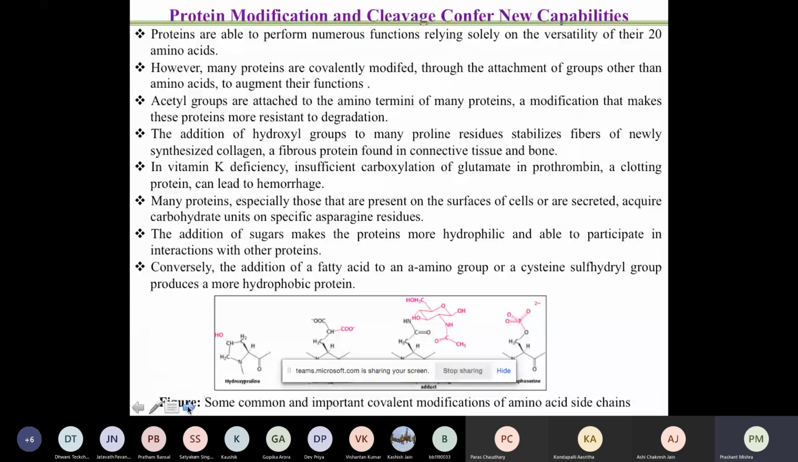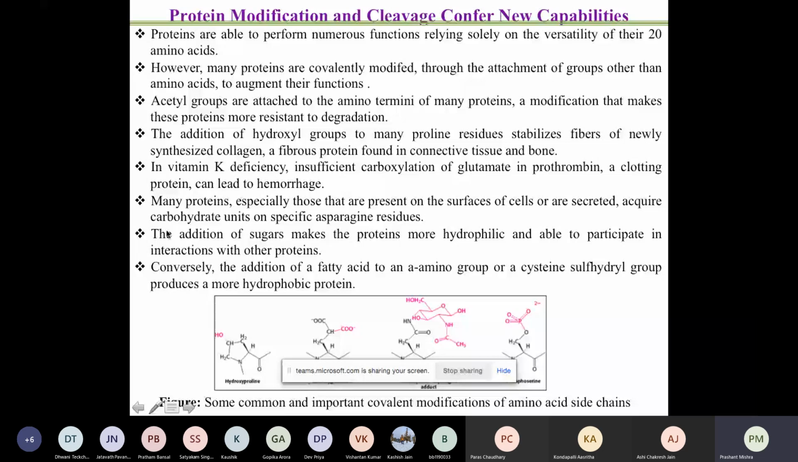Interesting thing is that protein modification and cleavage confers new capabilities. So if I take a protein and modify or cleave it, it gives you a new kind of function. There are 20 different amino acids, and these amino acids can be covalently modified. Sometimes they can also improve the function.